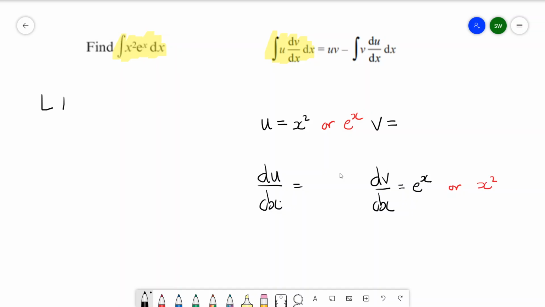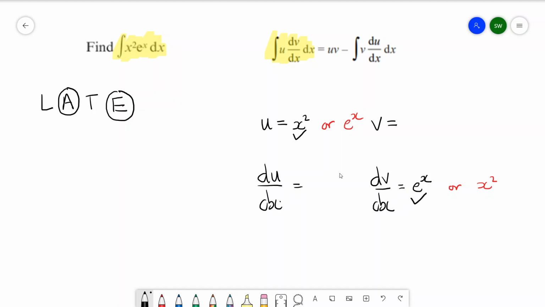If we're using the acronym LATE to help us work this out, we've got one term which is x squared, which is what we call algebra, a power of x in LATE, and we've got e to the x, which is an exponent. Remember, whichever letter comes first in LATE is what u is going to be equal to. A comes before E in LATE, so our algebra term is going to be u. So we know that u is x squared, and that means dv by dx must be e to the x.